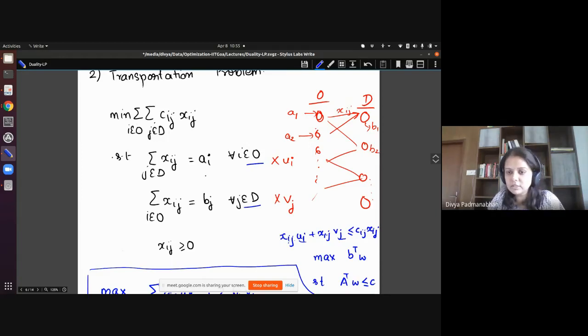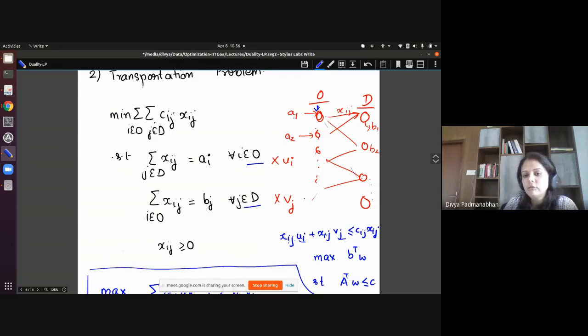In terms of the constraints, consider how much you send out from a location. Say the first source, the amount that you send out is the sum over every destination of these xij's. So for a fixed origin, origin 1, the total sum x11, x12, x13 and so on is the total quantity that you're sending out from source 1, and that should be exactly equal to A1.